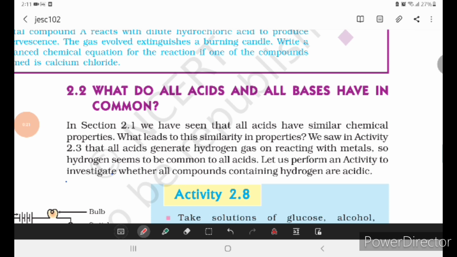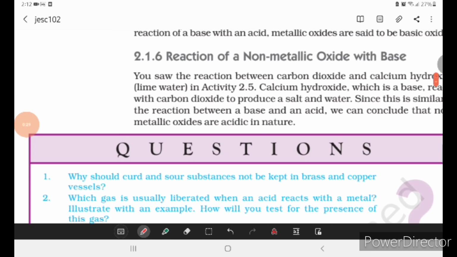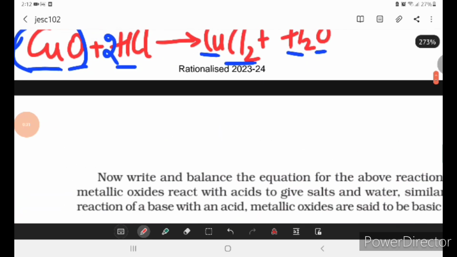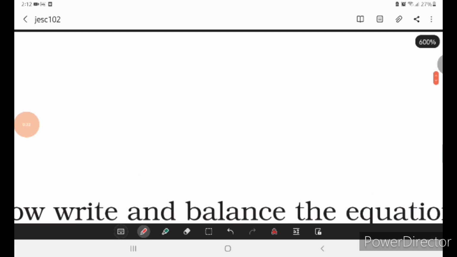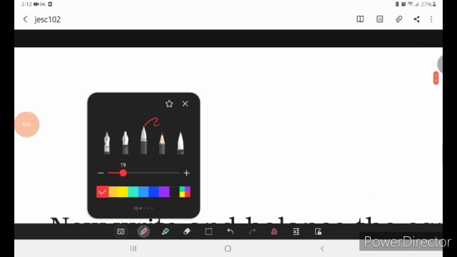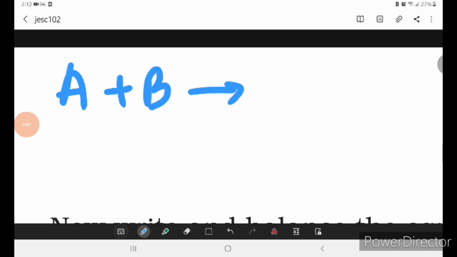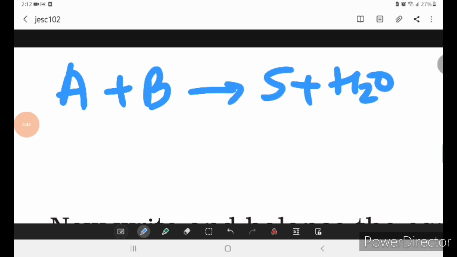So today we are going to start with the topic, what do all acids and all bases have in common? But before starting the topic, let's see what we have discussed in our previous video. In our previous video we discussed neutralization reactions. A neutralization reaction is nothing but the reaction between an acid and a base to give salt and water. This is called a neutralization reaction.